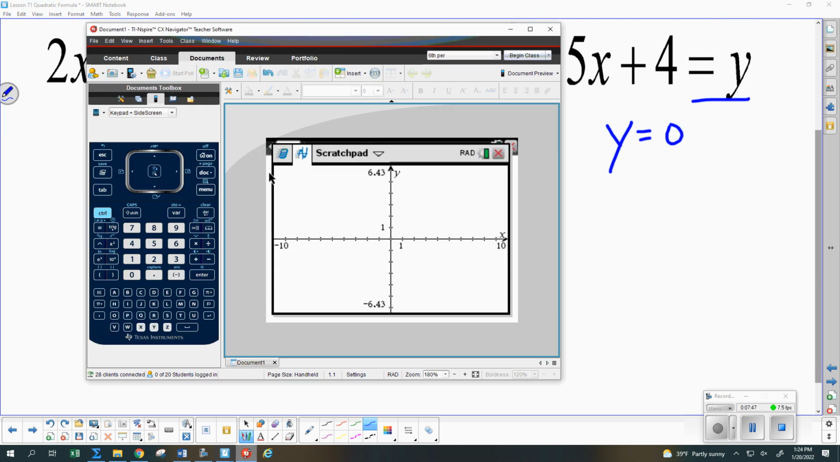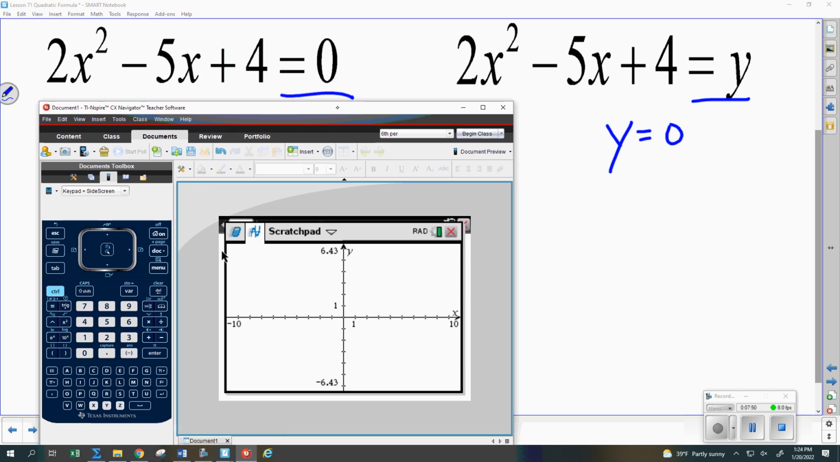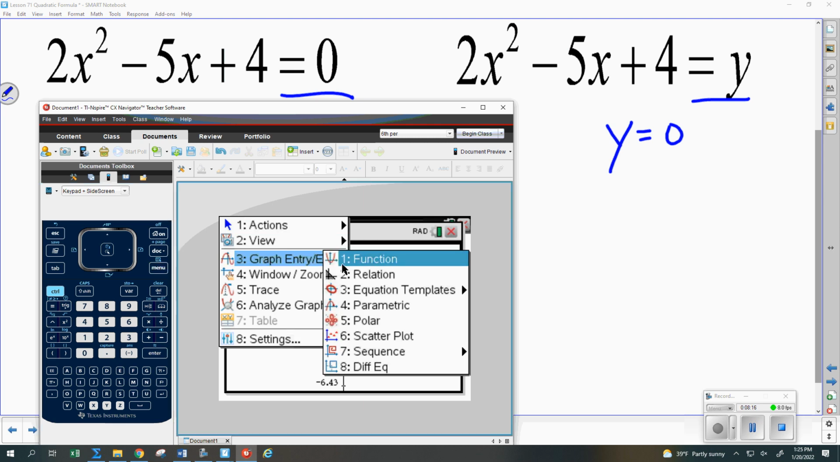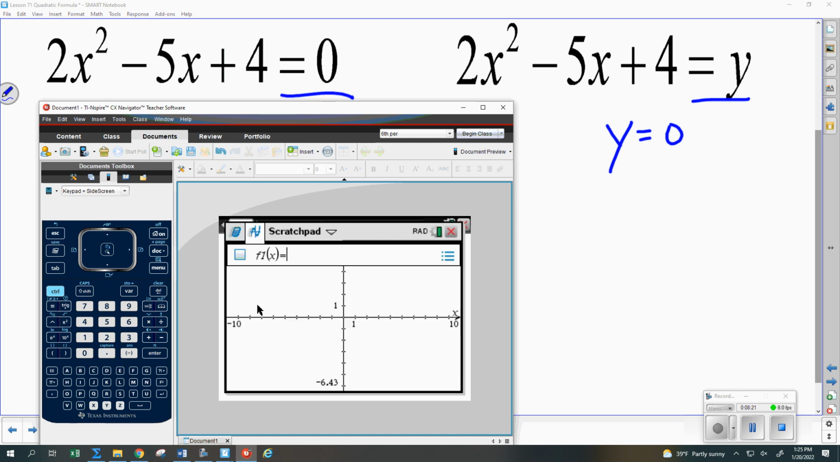So I'm going to get my screen back up here also. I want you to get on a graphing page, and we're going to enter this as a function, not a relation. So when you hit the tab button on yours, if it says F1 of X, you're good to go. If it says relation, you need to do menu, graph entry edit, and then select number 1 for function so that you're back to F1 equals.